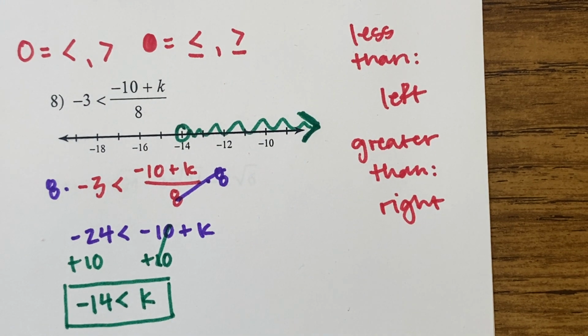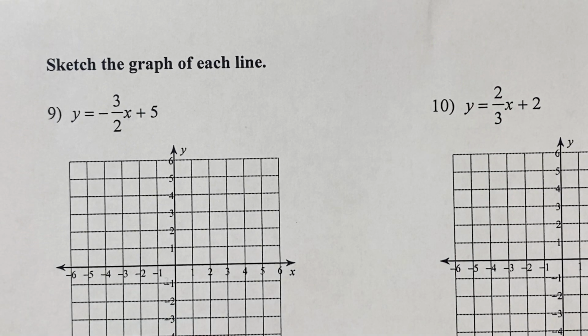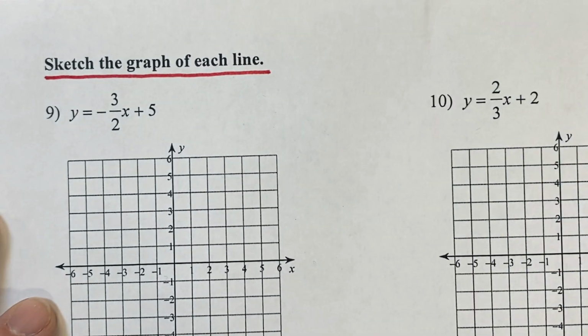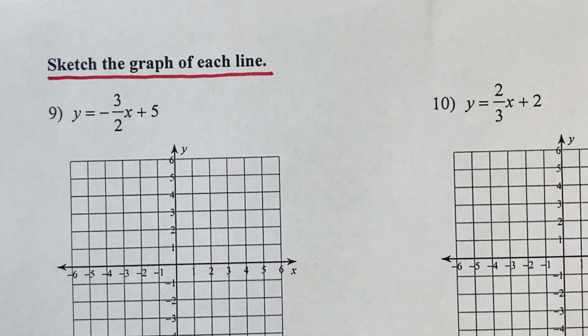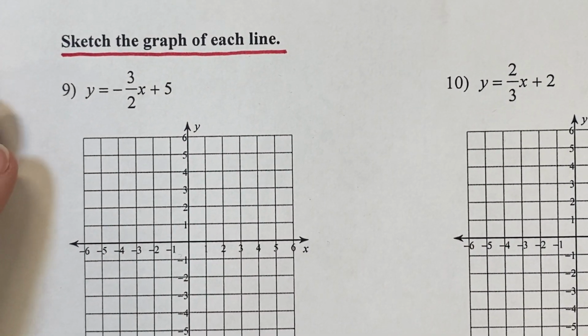Beautiful. All right, next page. For numbers 9 through 12, we are asked to sketch the graph of each line. Okay, so numbers 9 and 10 are both written in slope-intercept form.